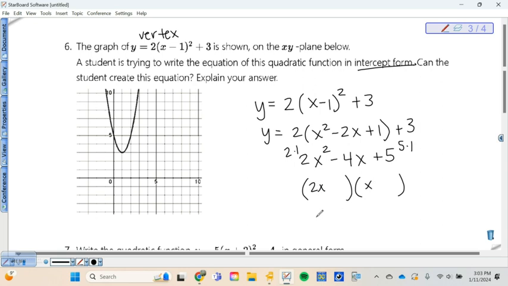Because 2x times x would give me 2x squared. I need 1 and 5 here to get to this 5, but if I do this, I'm going to end up with x and 10x. That's 11x. And 1 and 5 is 5. So that's not going to get me there. And even if I flip-flopped it the other way, plus 5 plus 1, I'm going to end up with 5x and 2x. That's 7x. That doesn't get me to where I want. So there's no possible combination that'll work. So it's not possible.